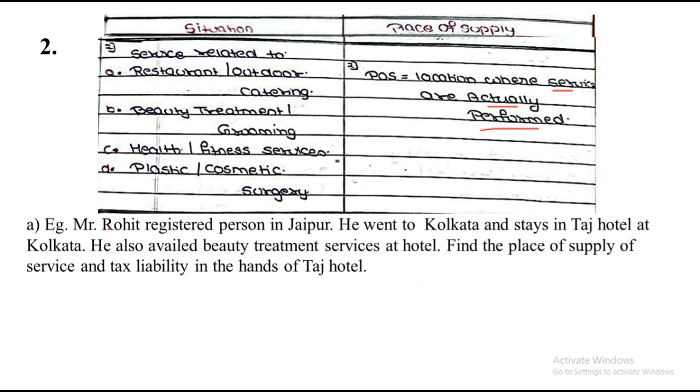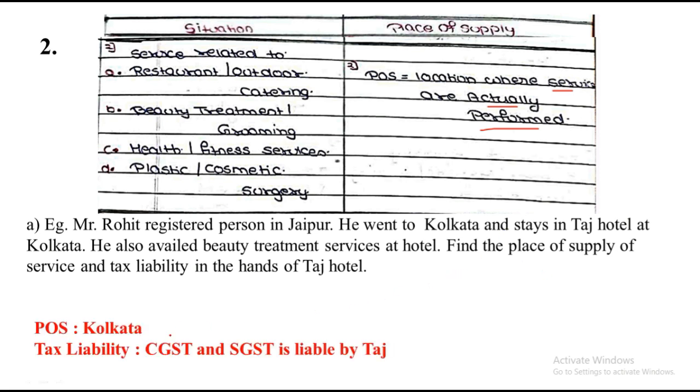So here, Mr. Rohit went to Kolkata. He stayed in an immovable property, that's Taj Hotel. In Taj Hotel, he took some services of beauty treatment. As per the rule of immovable property and services related to beauty, the place where that is actually happening will be considered. In our case, everything is taking place in Kolkata in the Taj Hotel.